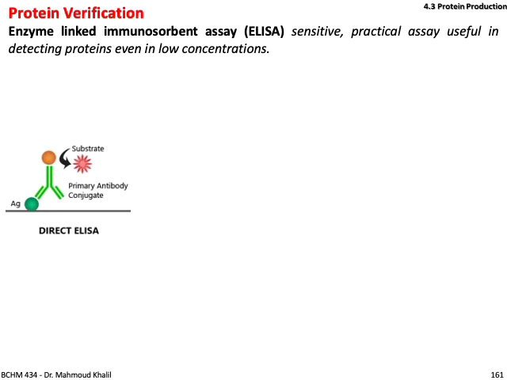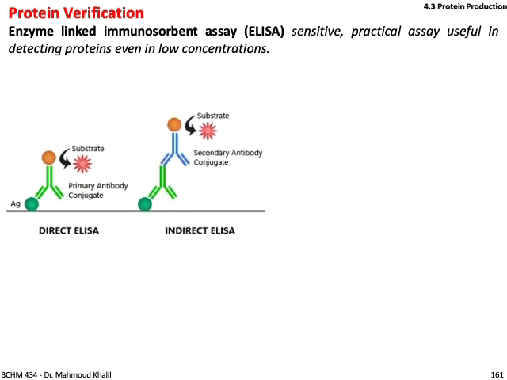The other method for protein verification is ELISA. It's a very sensitive, practical assay useful in detecting protein even at low concentration. You have a direct ELISA, where the antigen or your protein of interest is coated on a glass or a membrane, and you have the primary antibody tagged with a reporter group that gives the signal once the substrate is added. You have indirect ELISA. In indirect ELISA, you need a secondary antibody conjugated with a reporter that gives the signal with a substrate.